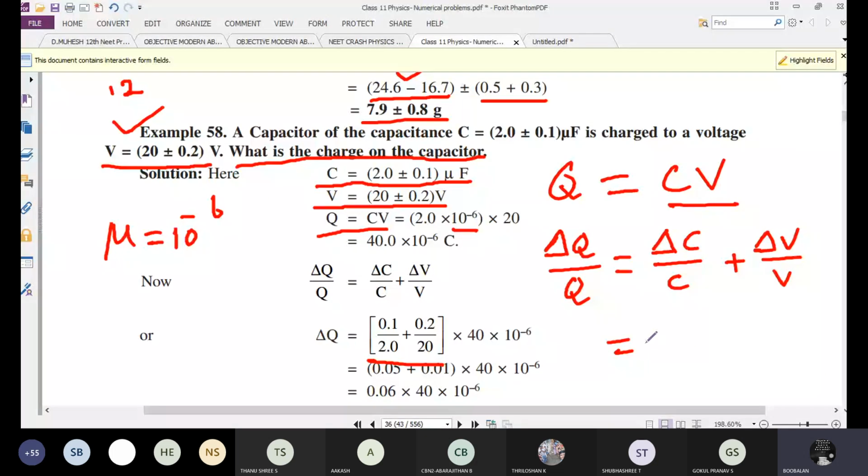Into 10 power minus 6 microfarad. So that 2 into 10 power minus 6 into V value, that is the 20. So you will get 40 into 10 power minus 6. So this is the value of Q.